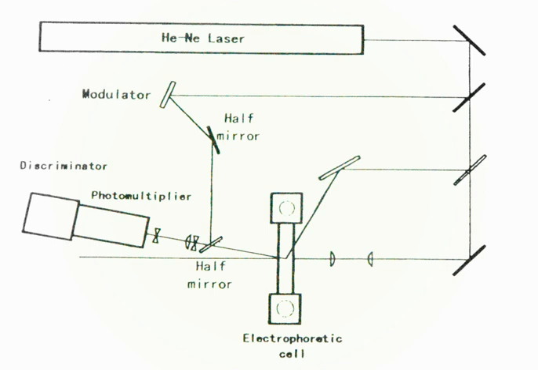The frequency of light scattered by particles undergoing electrophoresis is shifted by the amount of the Doppler effect, epsilon_d, from that of the incident light, epsilon. The shift can be detected by means of heterodyne optics in which the scattering light is mixed with the reference light.